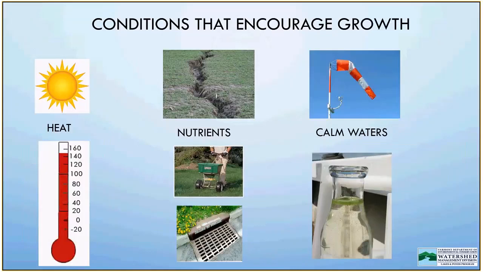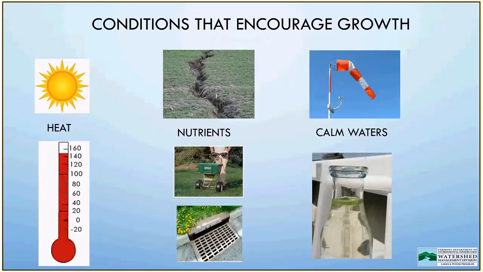Conditions that encourage growth include heat and nutrients. Here in Vermont, we're most likely to see cyanobacteria blooms, which are these large accumulations of cyanobacteria that either discolor the water or form a scum at the surface. We're most likely to see them when the water is warmer. So for us, that's typically from mid-July to mid-September. That doesn't mean you can't have blooms before then or after then, but most commonly that is when we see our blooms here in Vermont.